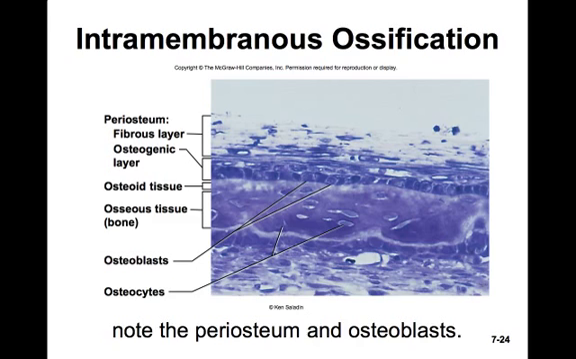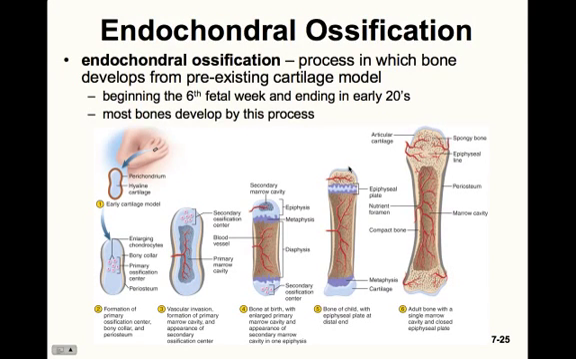In this histology slide, you can see this osteogenic layer where you see the osteoblasts, and the osteoblasts are putting out this layer of osteoid tissue. You can also see development of the periosteum, the two layers, the fibrous outer layer and the osteogenic inner layer containing these osteoblast cells.